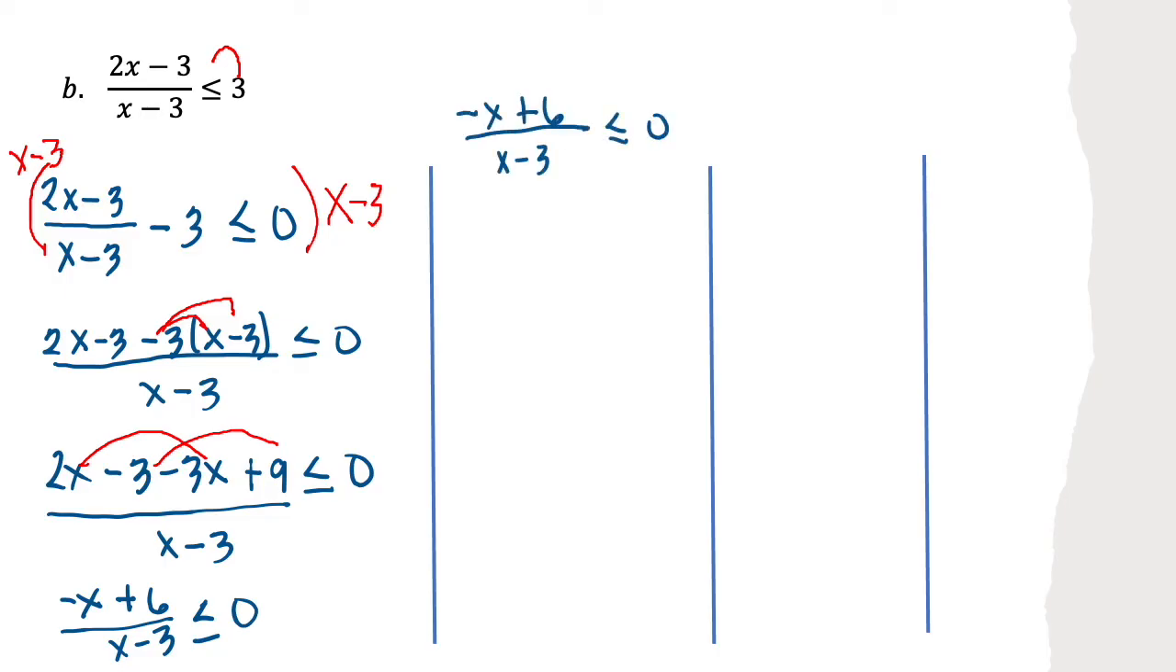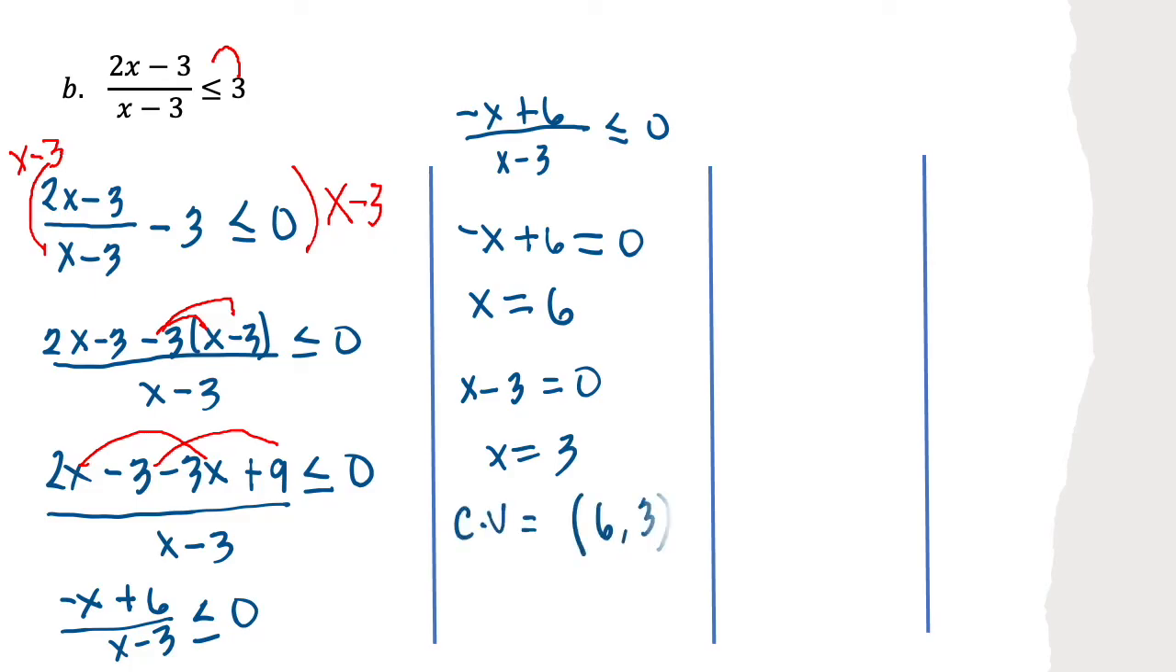Now, we use the inequality by equating both the numerator and denominator to 0. So negative x plus 6 equals 0, so that becomes x equals 6. Now, for the denominator, x minus 3 equals 0, that becomes x equals positive 3. So our critical values are 6 and 3. So let's test if 6 and 3 are part of the solution.